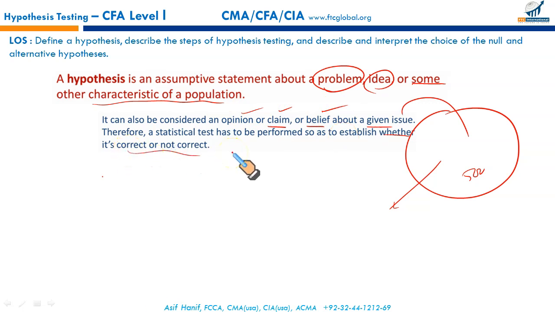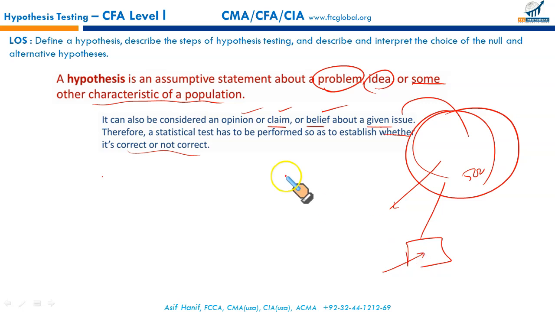or not correct. So what we do in hypothesis testing, we just draw some samples from this population, collection and examination of this population through some representative sample, and using this sample we will determine if the hypothesis, our assumption, our opinion or claim is either true or false. So that is the little description of hypothesis.